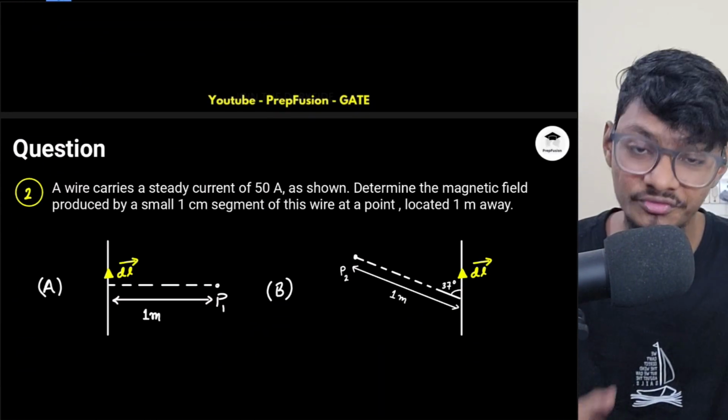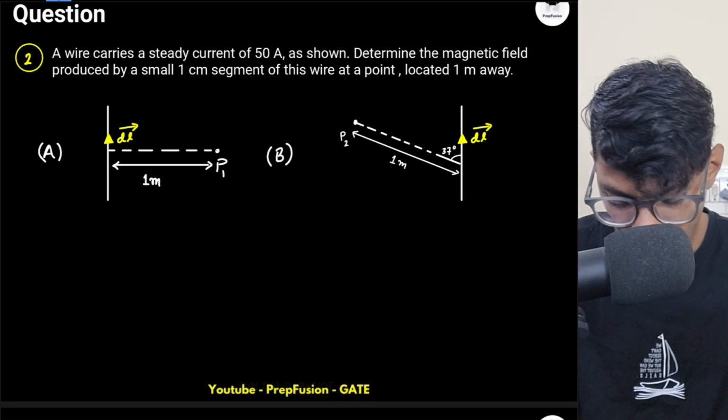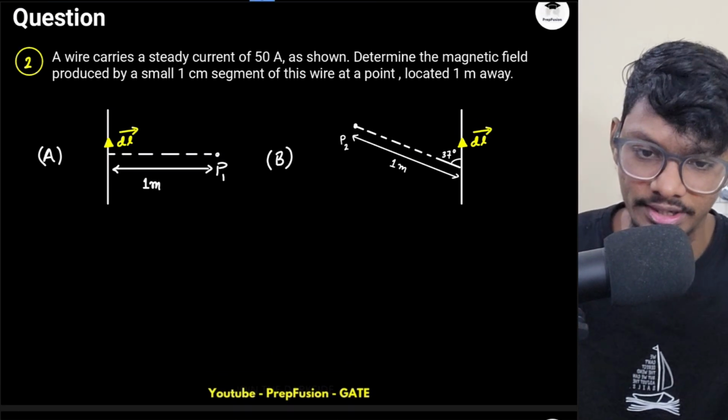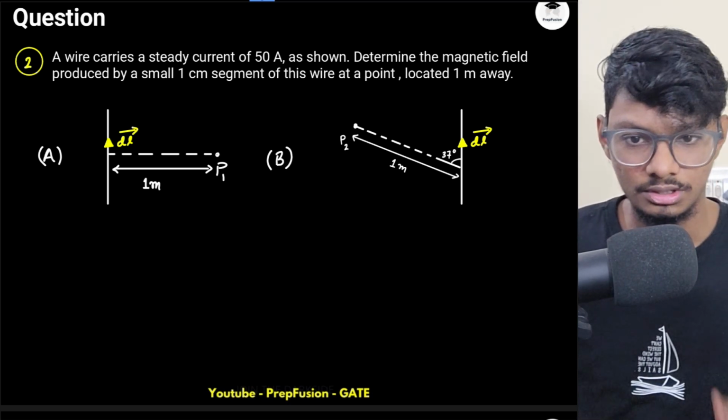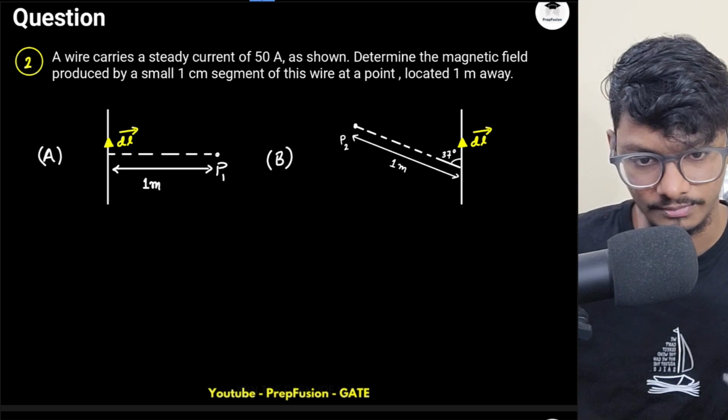Now we will do a few questions, and with their help our concepts will become clearer. I can derive the formula as well, but for now I will derive the formula through these questions only. Okay, what will the formula be?